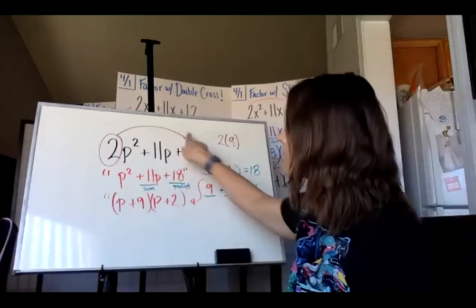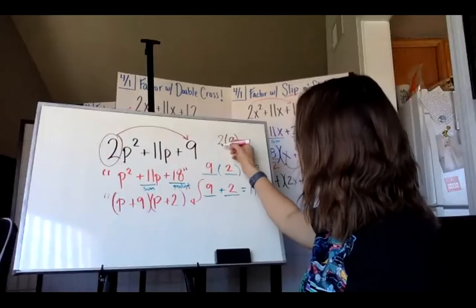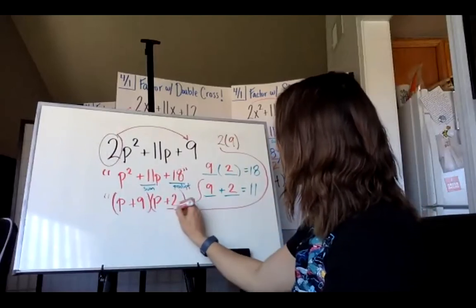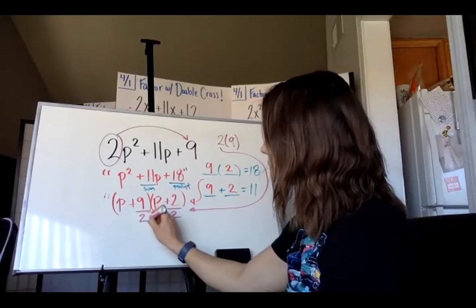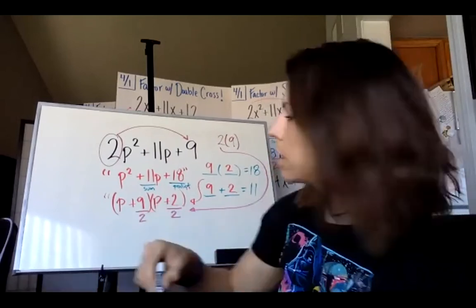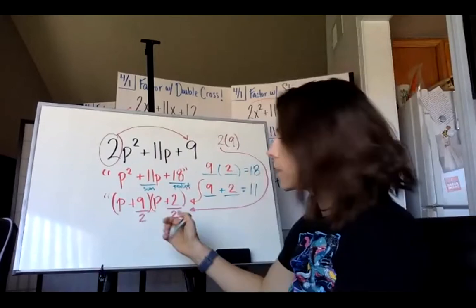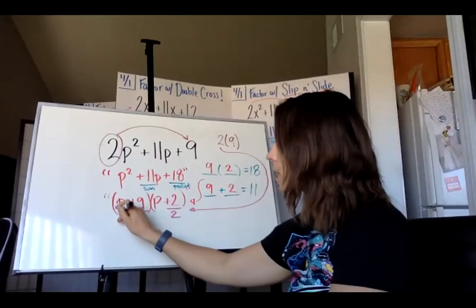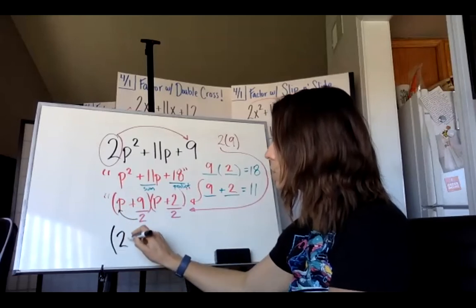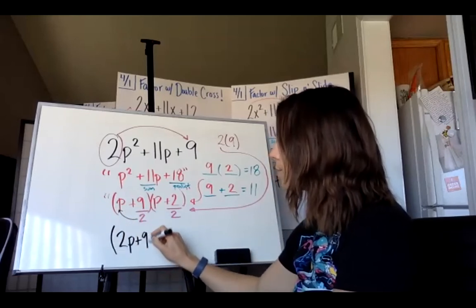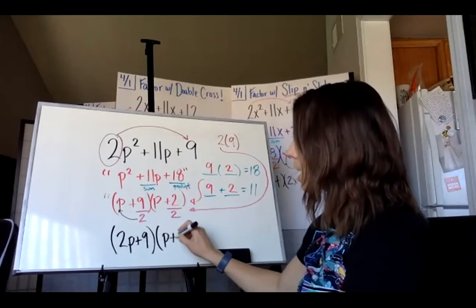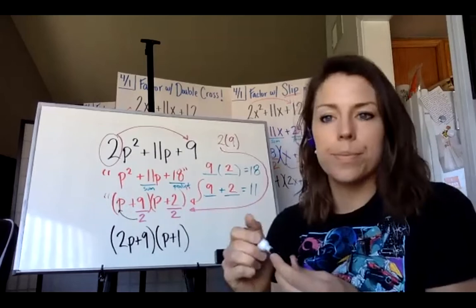So it's called flip and slide. So now that we've flipped, let's go ahead and slide that 2 back underneath. Now we have our final answer. So cannot divide 9 by 2 evenly. So that means we're sliding that 2 in front. 2p plus 9. Can divide 2 by 2 evenly. That gives us p plus 1.